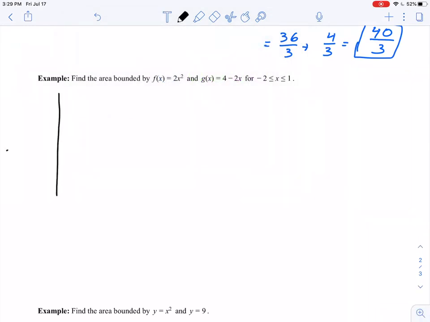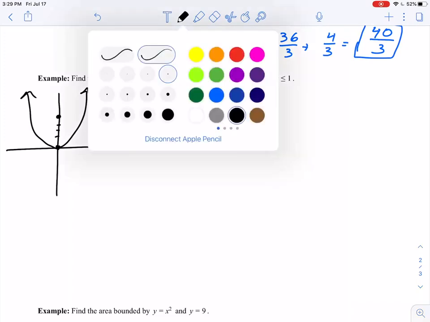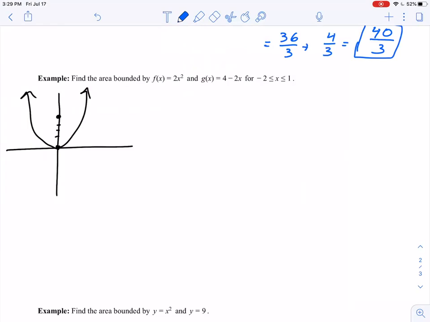So we have 2x squared. I know that's a parabola centered at the origin that's opening upward. Let's make that a little bit better. And then g of x equals 4 minus 2x. I'm not going to get too specific here, but I know that the y-intercept is positive, so I'm going to go up 1, 2, 3, 4. And then I have a negative slope. So my function g of x, let's draw that in a different color. We'll draw that in blue. It's got to look something like this.